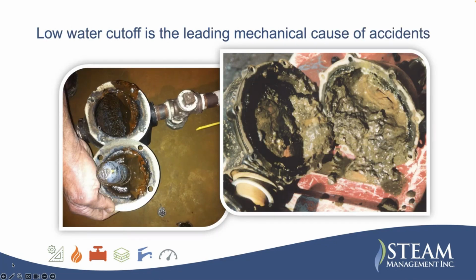The low water cutoff is the leading mechanical cause of boiler accidents. The one on the left, you can see all the mud that's up in here. And this float was just hanging on the mud, and the boiler dry fired. It thought it was full of water, but it was actually the low water cutoff that was full of mud.